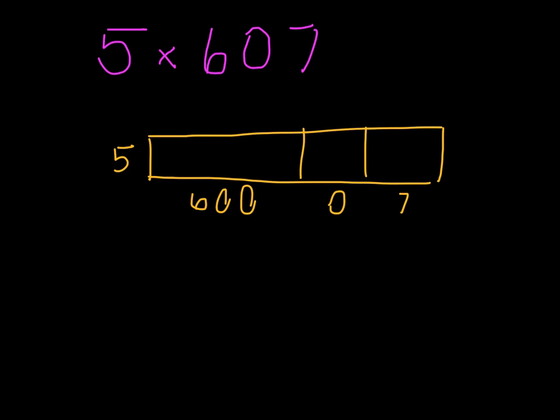So I start with my biggest box. 5 times 6 is 30, plus the 2 extra zeros. Gives me 3,000 for 600 times 5. 5 times 0 is 0. 5 times 7 is 35.